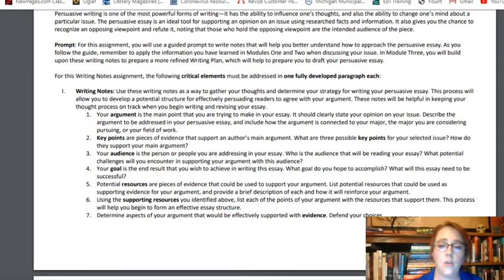So state your arguments. Clearly state your opinion. What side of this argument are you on? Describe how you're going to address it, what it is, and how it's connected to your major. The next thing we're going to talk about are your key points. The key points are pieces of evidence that support your main argument. What are 3 possible key points for your selected issue, and how do they support your main argument?